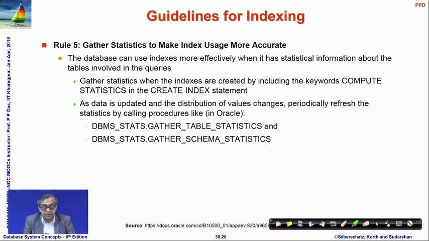We have already discussed how to gather statistics from the create index statement, and then there are functions. These are function names in Oracle. In your system, you might want to check up what these functions are called. So, by that you can find out statistics about the tables and the schema that you have, and use that information to subsequently optimize the index.